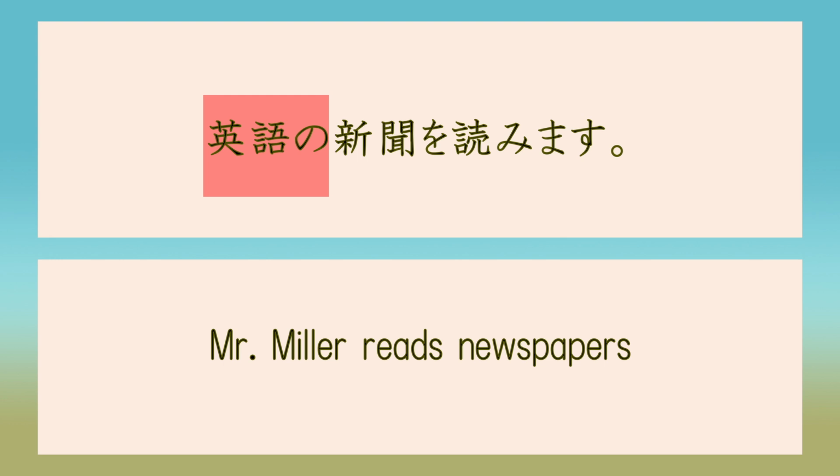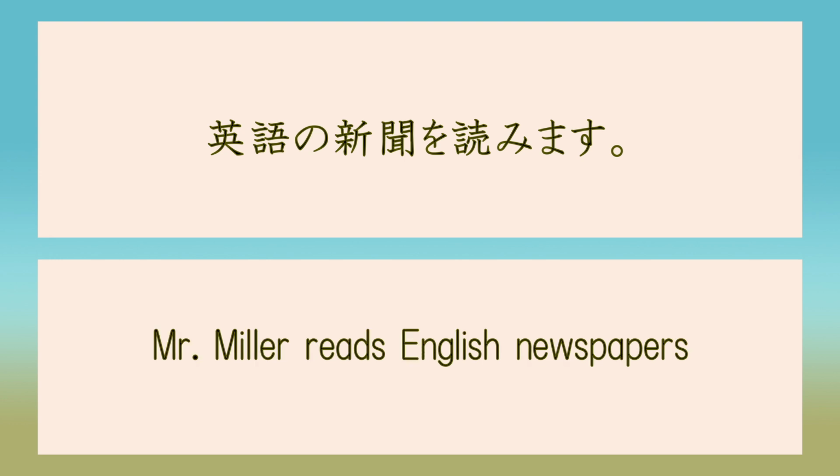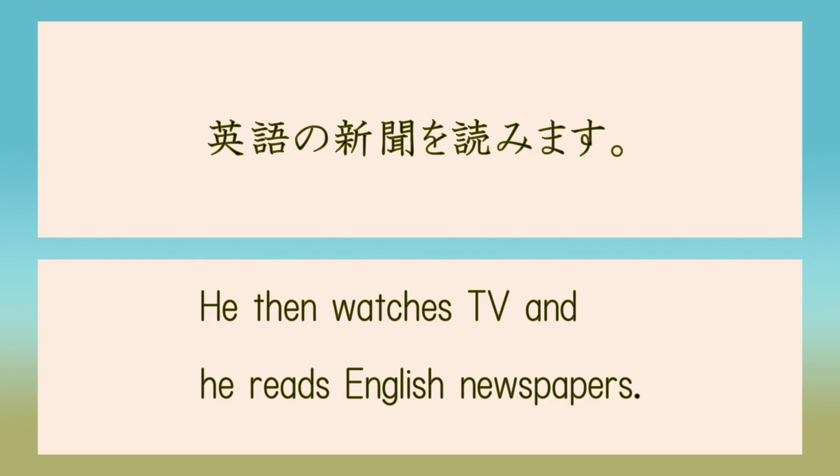So 英語の, we have the no marker, which is a linker between two nouns. 英語の has the function to modify 新聞. What kind of newspaper? Well, English newspaper, written in English. So he reads English newspaper. And again, when we apply rule number 4, we can link with the previous sentence to make it sound more natural and say, he then watches TV and he reads English newspapers.